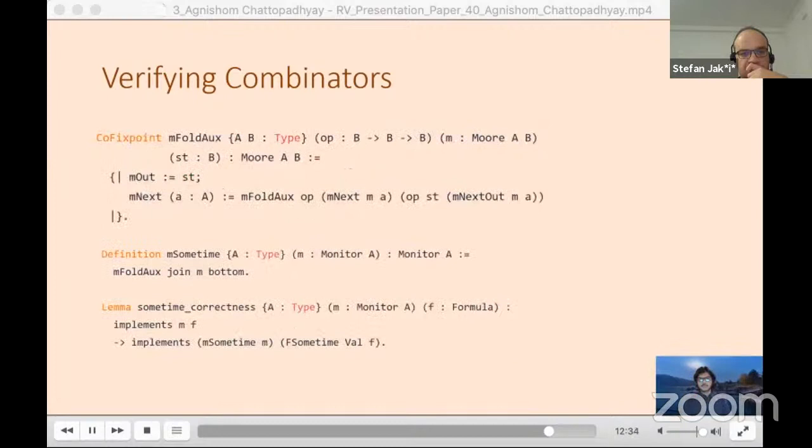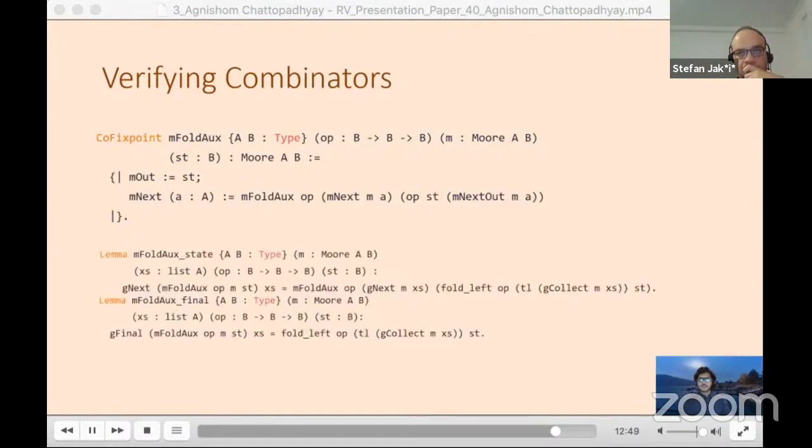Recall the definition of m for locks, which we use to implement m sometime and m always by computing running aggregates. Here we see what the correctness lemma corresponding to the m sometime operator should be. To prove it, we need to make claims like before about the state and the result the machine produces after consuming an arbitrary trace.